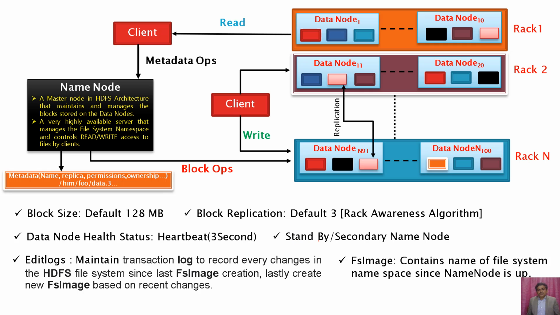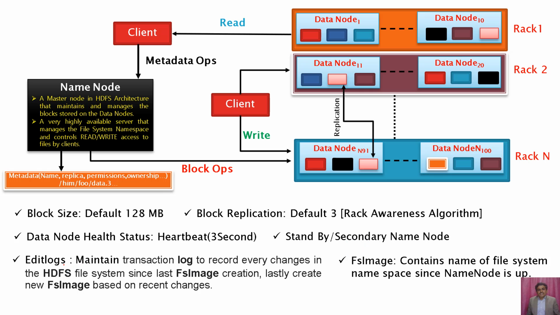Apart from the name node, there is also a standby secondary name node. A secondary name node stores regular backups of the name node. So in case of active name node failure, the standby secondary node can be used.